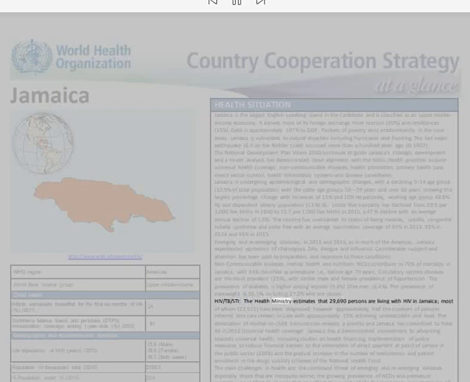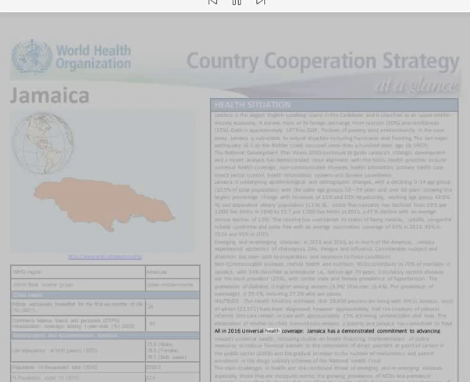HIV/TB/STI. The health ministry estimates that 29,690 persons are living with HIV in Jamaica, most of whom, 23,915, have been diagnosed. However, approximately half the number of persons referred into care remain in care, with approximately 15% achieving undetectable viral load. The elimination of mother-to-child transmission remains a priority, and Jamaica has committed to treat all in 2016.